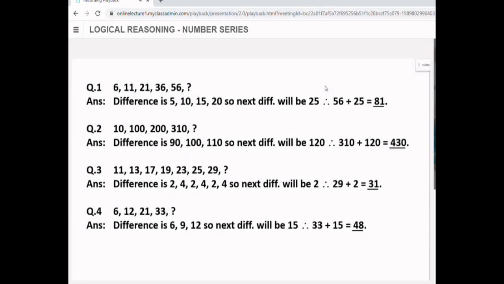The difference between 6 and 12 is 6. Between 12 and 21, it is 9. 21 and 33, the difference is 12. So the next difference has to be 15. The difference is increasing by 3.